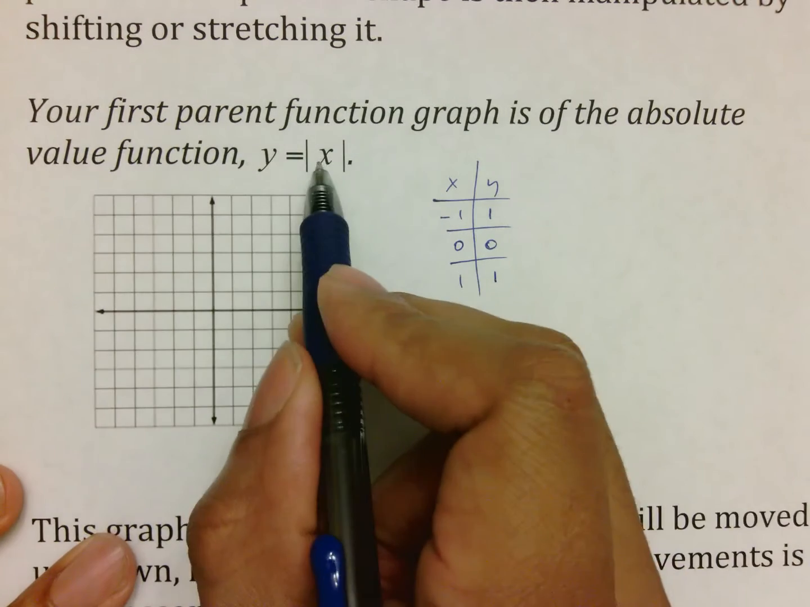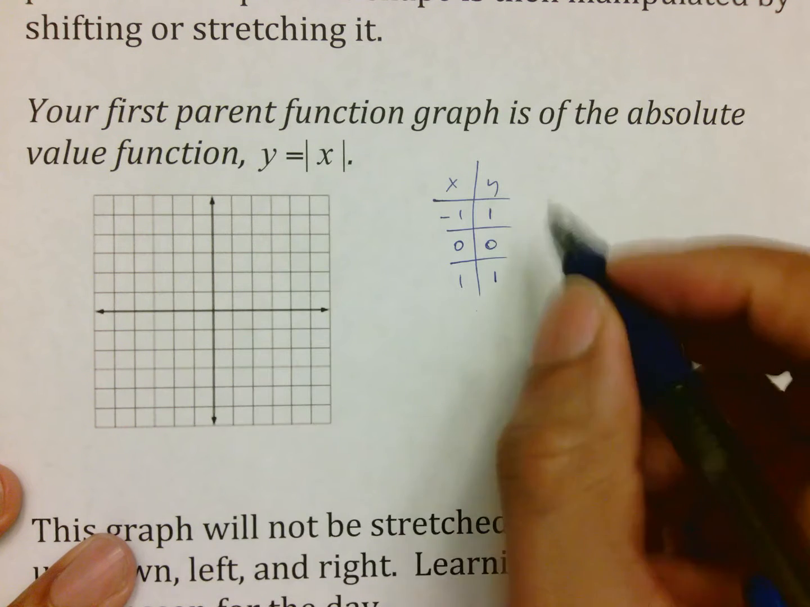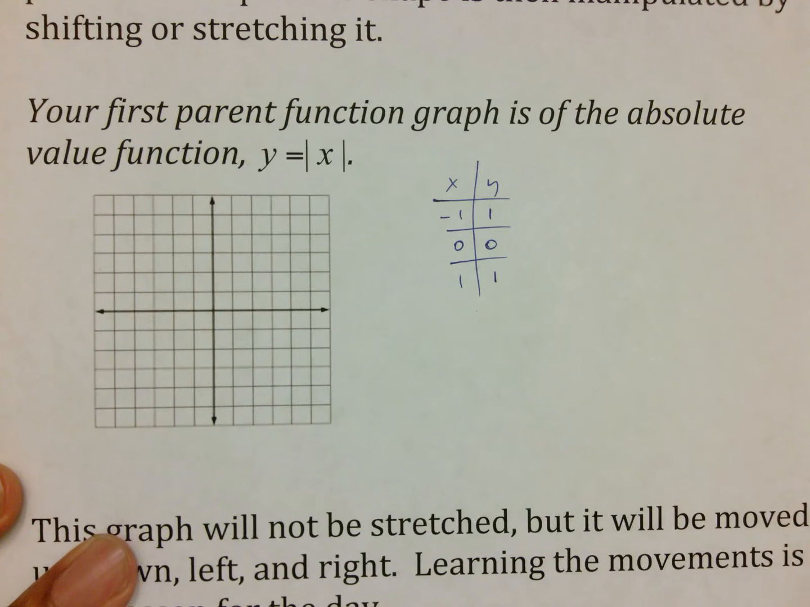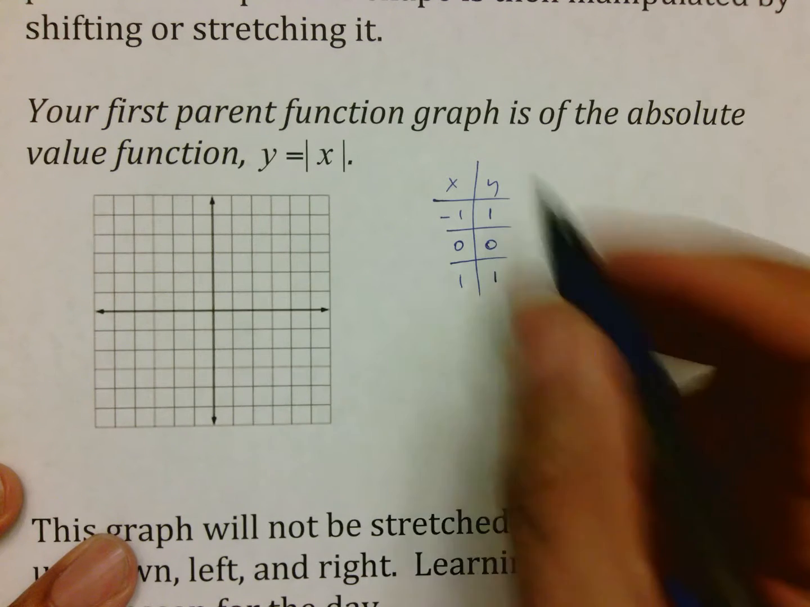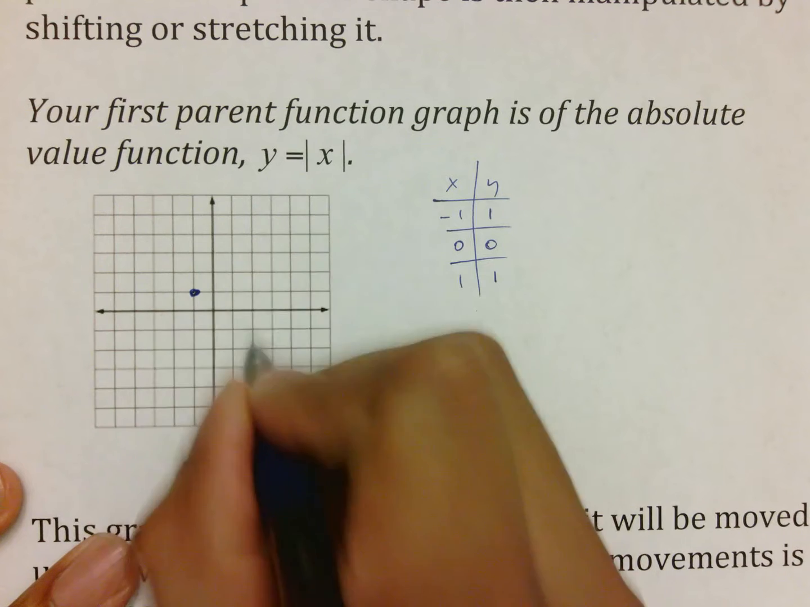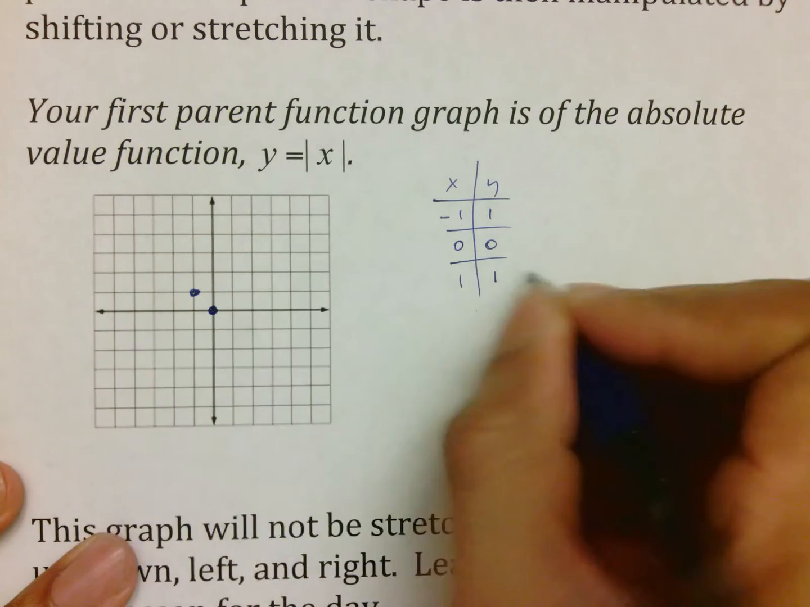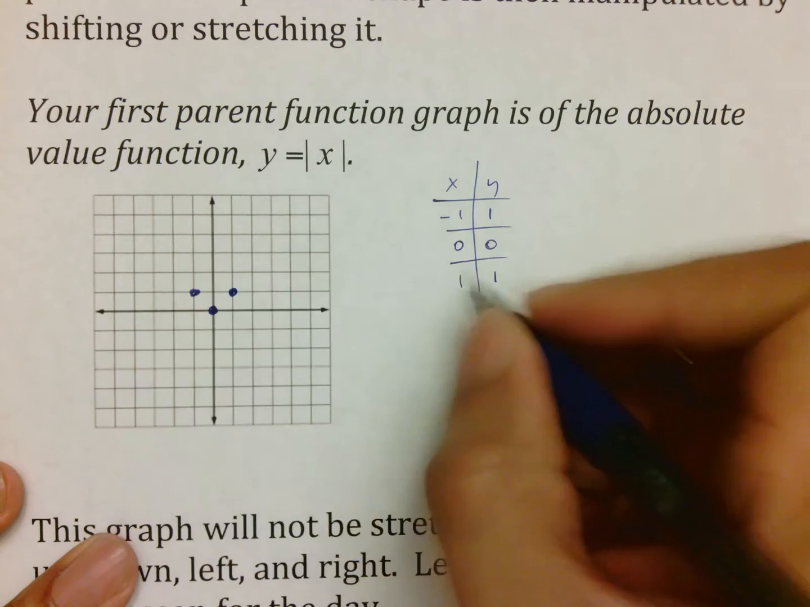Remember again, absolute value is the symbol where it takes the sign and just eliminates it. So the absolute value of -7 is 7. The absolute value of -8 is 8, and so on. So those would be your 3 points. Plotting those 3 points, -1, 1 would be here. I'm not going to worry about labeling it because it's just general notes. 0, 0 is here, and 1, 1 is 1 over and 1 up.